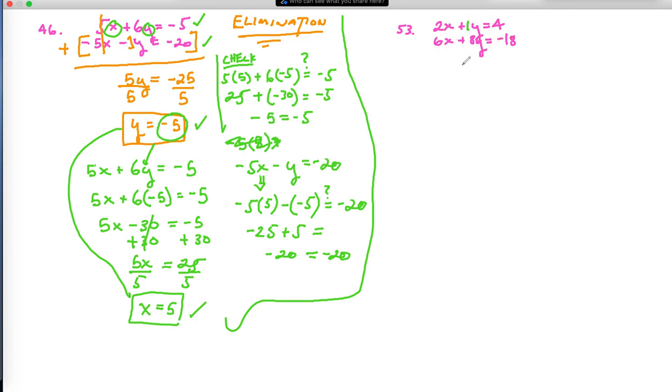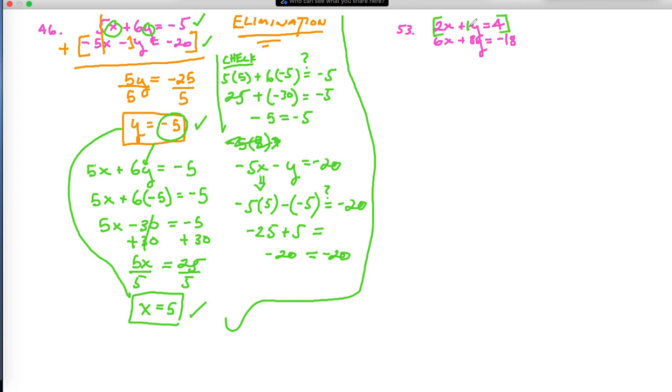That means that I need to do work on one of these equations. I want to make it so a 2 becomes a negative 6, or a 1 becomes a negative 8. I could make the 1 a negative 8, or I could make the 2 a negative 6. Because if this is a negative 6, negative 6 plus 6 is 0. And that's what I want. I want it to cancel. So I work with this top equation.